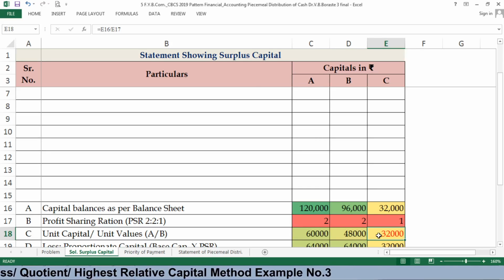So the next step is proportionate capital. Proportionate capital means base capital into the particular partner's profit sharing ratio.